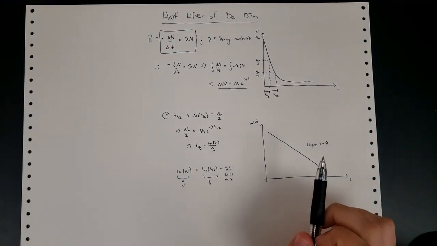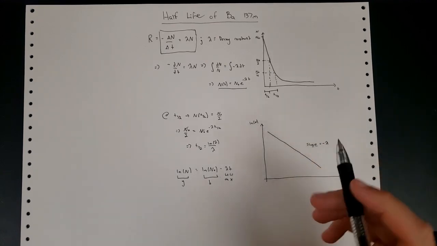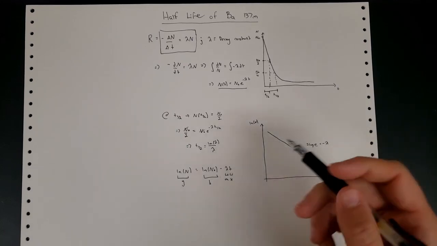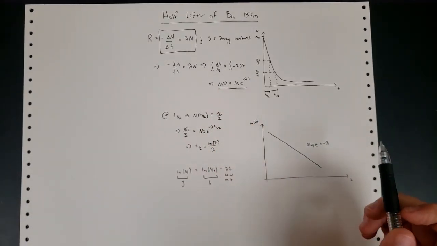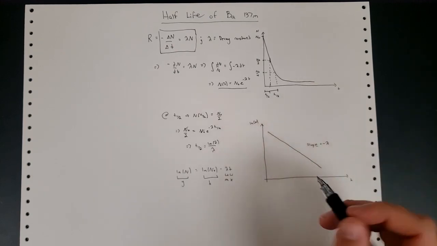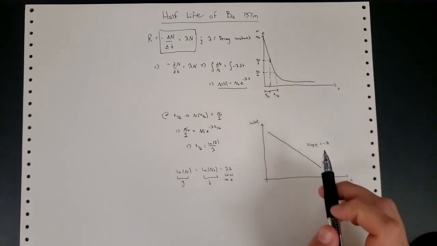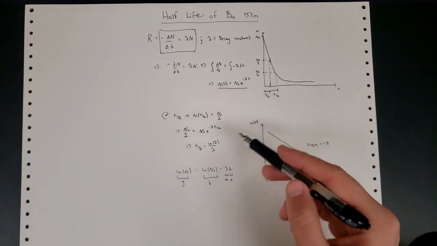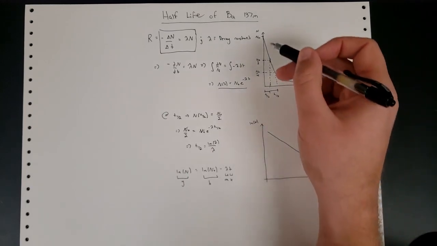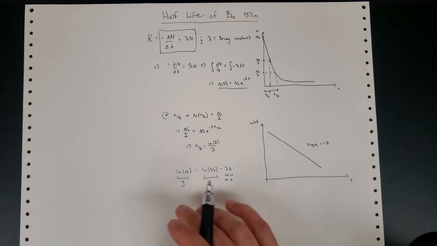Okay, so for this next and final part of the lab, we'll just set a timer, and then every 30 seconds we'll record the counts. And then because barium-137m has such a short half-life, we'll actually be able to determine what this half-life is. If our half-life was much larger, it would be harder to do this sort of experiment because we would have to wait a much longer time to be able to notice any noticeable dip in this curve.